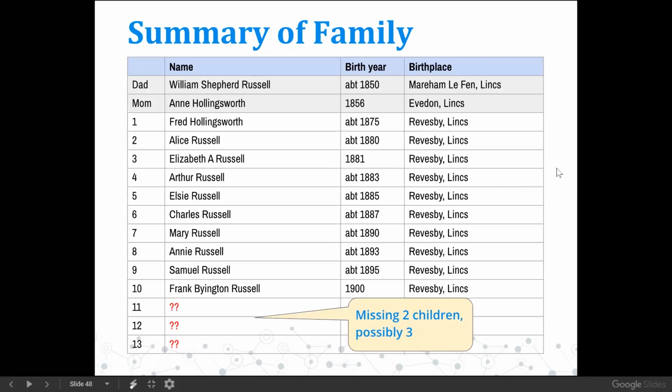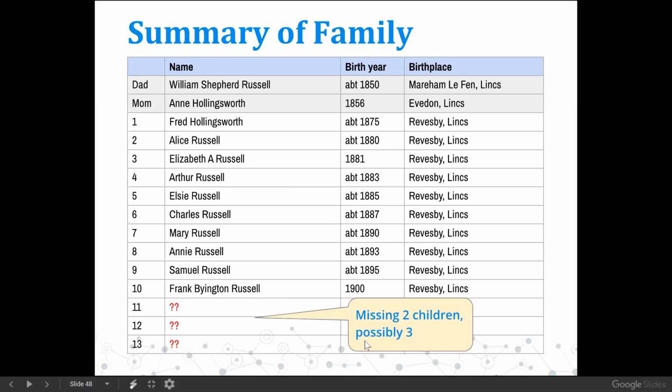So here, because the whole timeline grid would not fit on a slide, here's a summary of the information about the children that I found in the census. And I numbered them to make it easy for us to keep track of whether we found all the children, and they're listed in birth order. So we've got Fred, and then we've got Alice and Elizabeth. You remember seeing them in the 1881. And then there's the rest of the children, but we stop at 10. Now, we're missing probably 2 children and possibly 3.